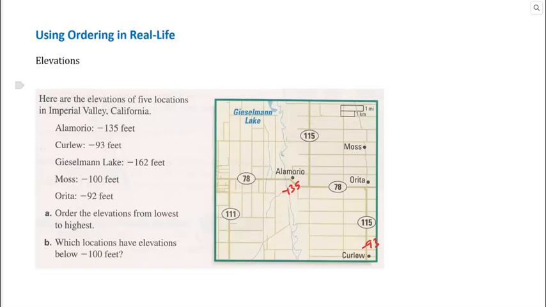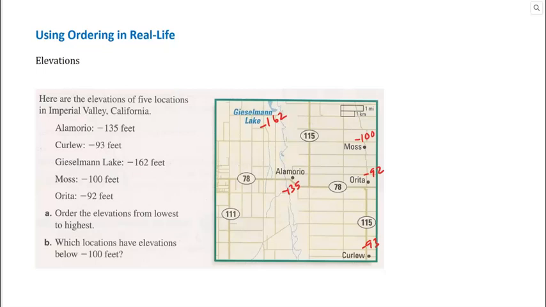Gieselman Lake is 162 feet below sea level. Moss is at -100, so that's 100 feet below sea level. And Orillia is -92 feet below sea level. All right, well, let's put these elevations in order from lowest to highest.